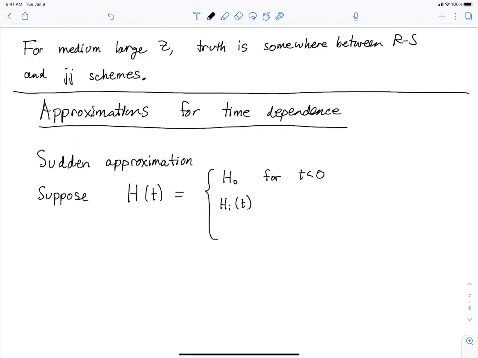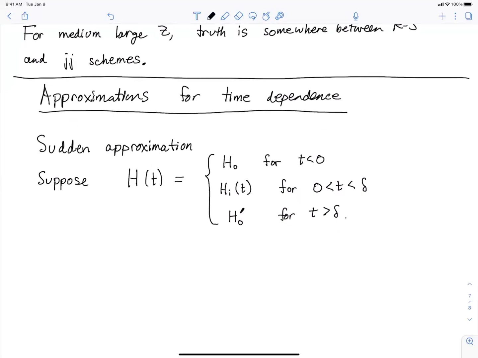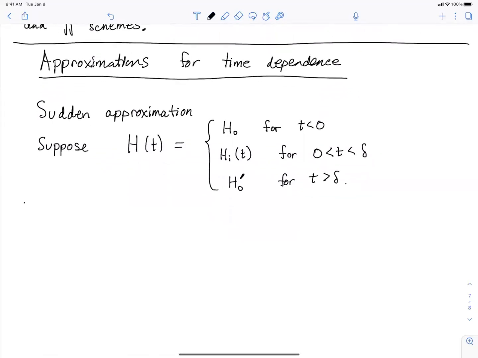And it does something complicated, but it only does it for a short time. So this is going to be for 0 less than t less than some short time delta. And then it's going to go back to being something simple again, but maybe not the same simple thing it started out as. So I'm going to call that H0 prime, for times larger than delta. So what do I mean by simple? What I really mean by simple in practice is that I know the eigenvalues and eigenstates of H0 and H0 prime. Also that they're constant.